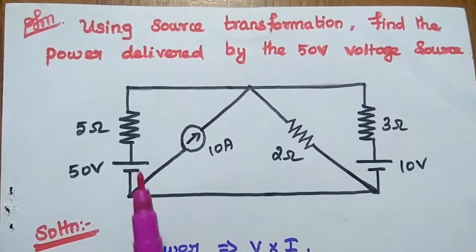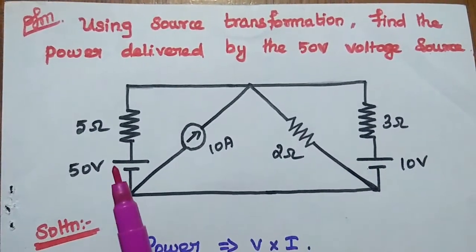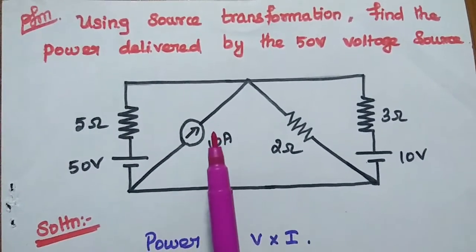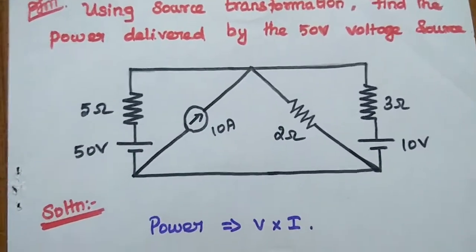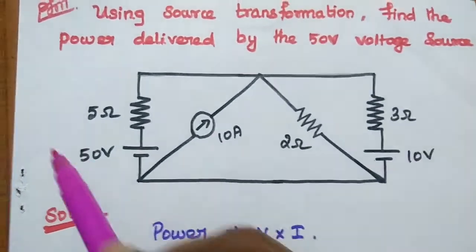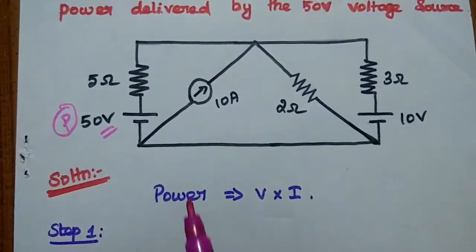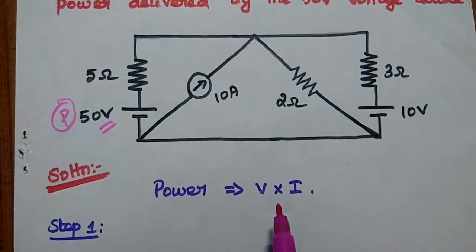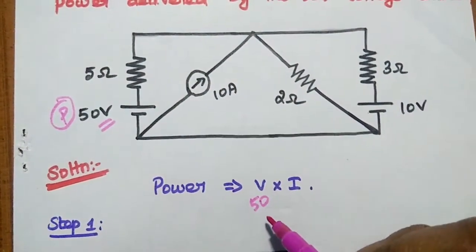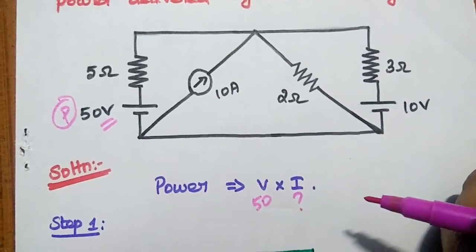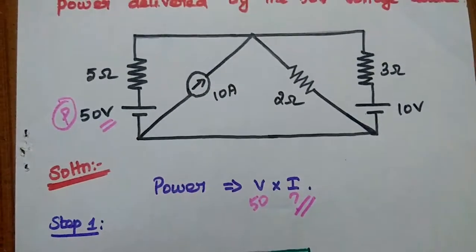So from this given diagram, we come to know that there are two voltage sources and one current source. Here this current source is in between these two voltage sources. We are going to find out the power delivered by this 50 volt source. As we know that the power is equal to V into I. We know the value of voltage, that is 50 volt. We don't know that value I. So we are going to find out the value of current flowing through this circuit.